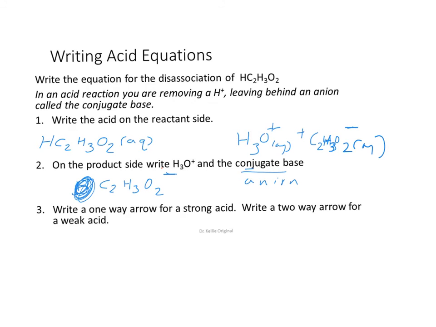Now the last thing you have to do is add your arrow. If you have a strong acid, you draw a one-way arrow. If you have a weak acid, you draw your double-headed arrow, and then you write water above it. We have a weak acid. Why? Because acetic acid isn't one of those 6 strong acids that you've had to memorize. So I'm going to draw my double-headed arrow, and I'm going to write water up above it. And that's how you write the acid dissociation reaction.